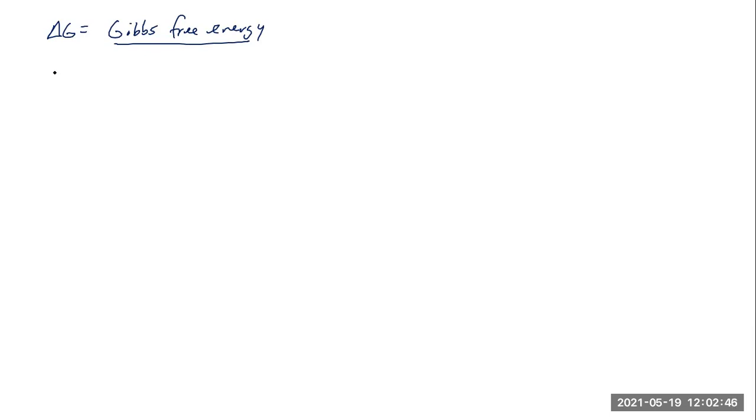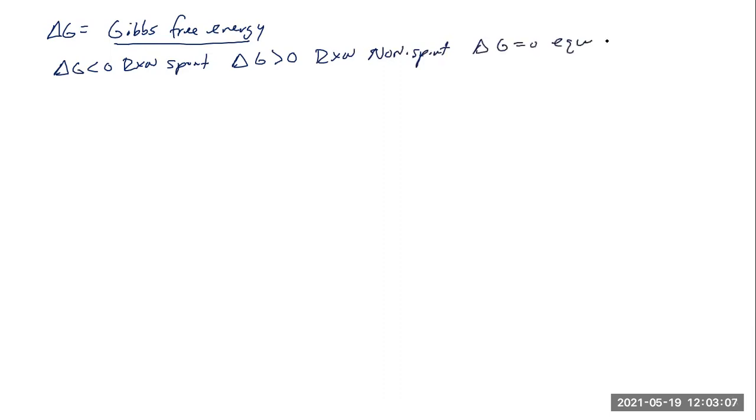We can use delta G, and if delta G is found to be negative, then the reaction is going to be spontaneous. If we calculate delta G and it's positive, I know it looks like a 6, but we'll go delta G, the reaction will be non-spontaneous the way it's written. And if delta G is equal to 0, then we are at equilibrium.